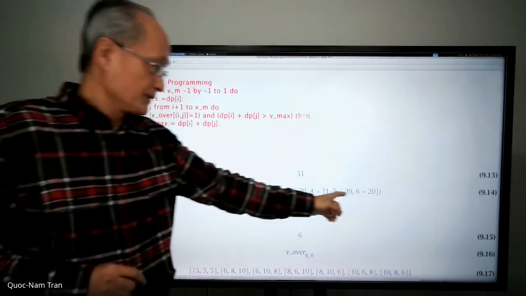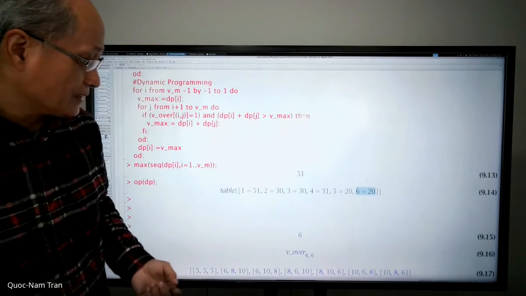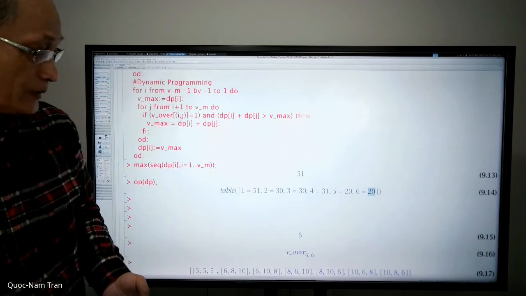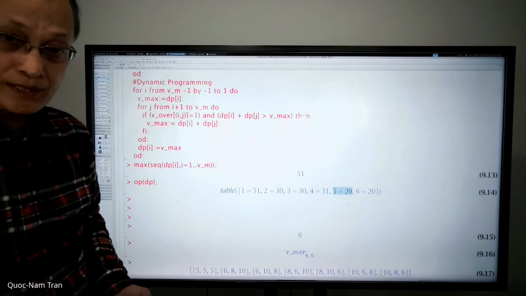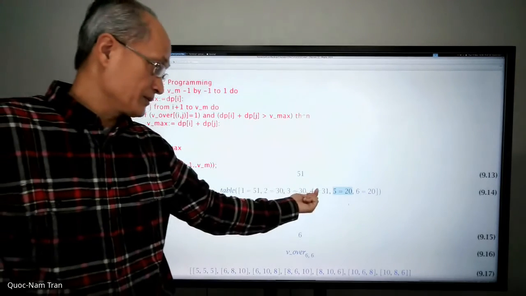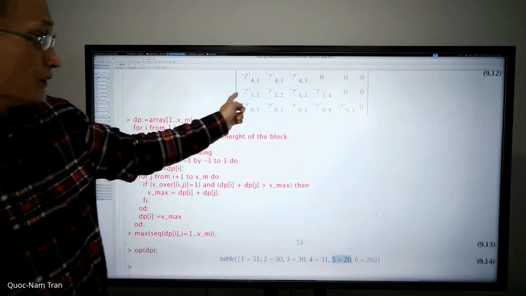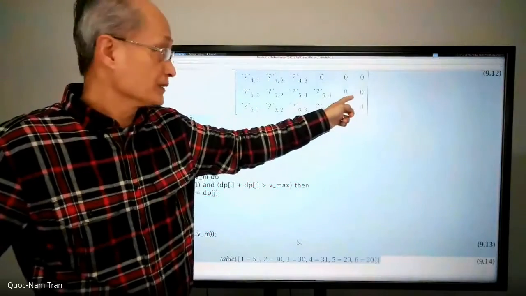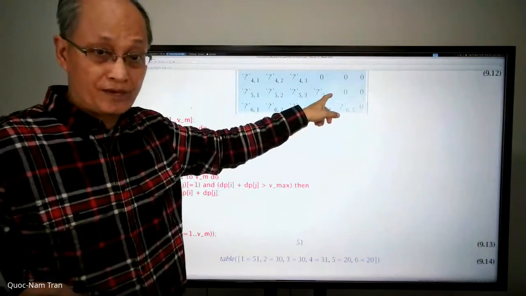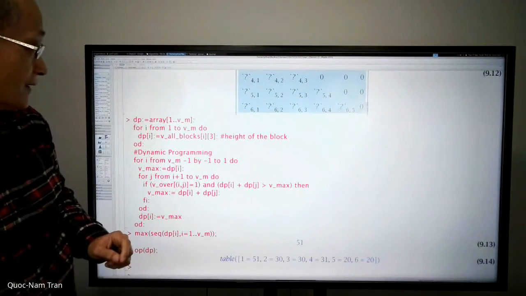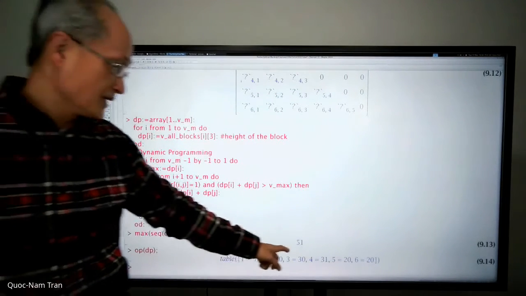So starting from the 6, we go to the left, right? So the first one we have is 20. And now when we go to position number 5, we also have 20. And then we have 31, 30, depending on here. Number 5, we have all of them 0, so it will be simply the height of block 5, right? And then 4, same thing, is the height of block 4.